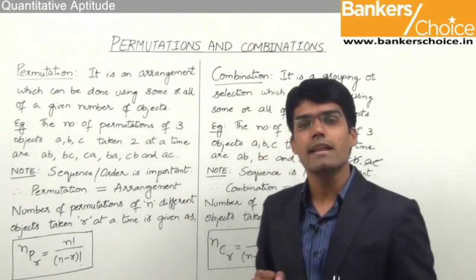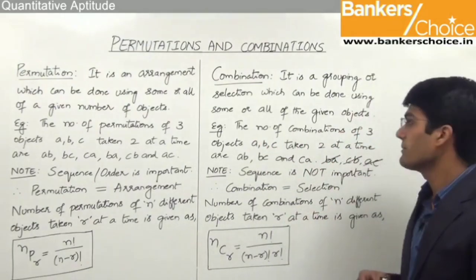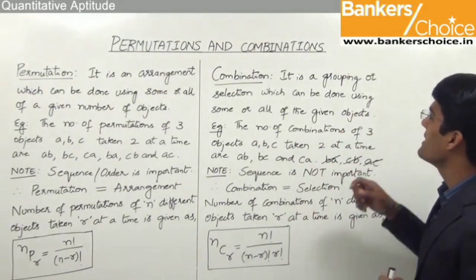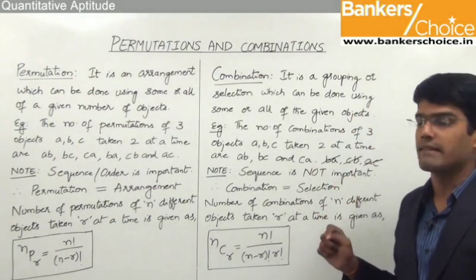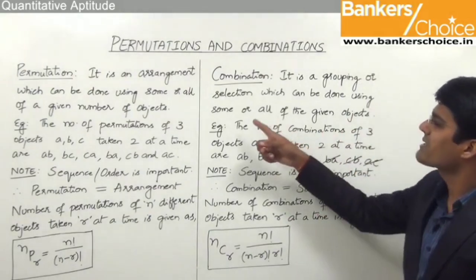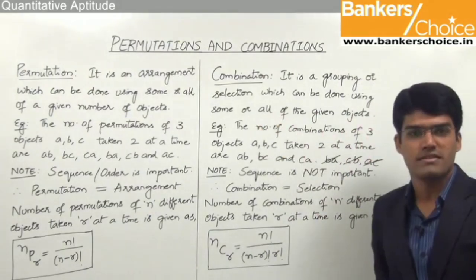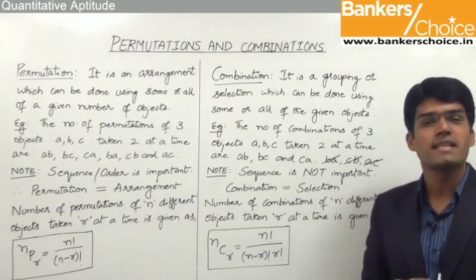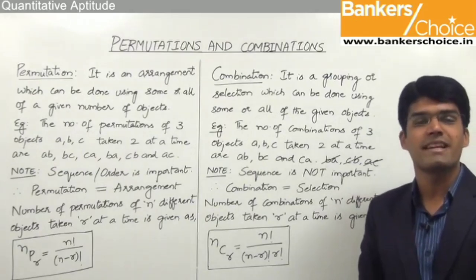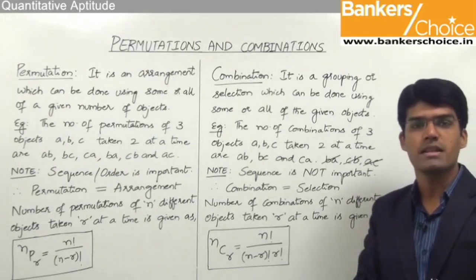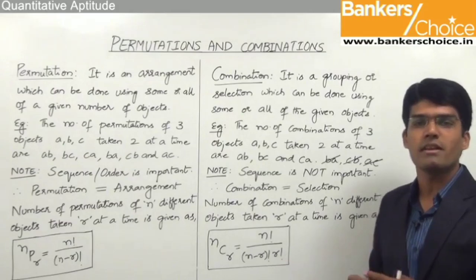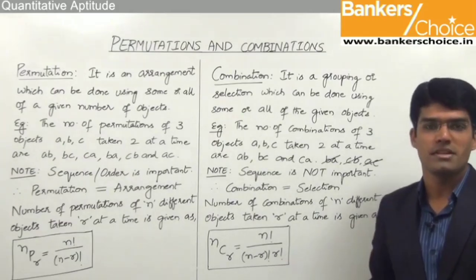Let us now understand what is meant by combination. Combination as given here is grouping or selection, which can be done using some or all of the given objects. So the number of groups that can be made, or the number of selections that can be made by taking some objects or all the objects out of the given number of objects is the number of combinations.